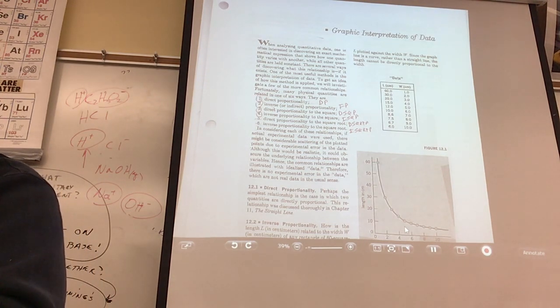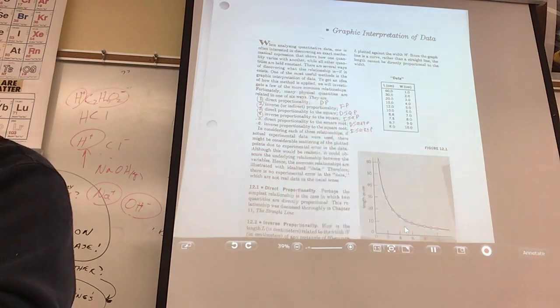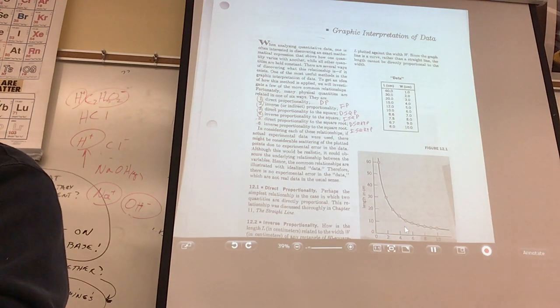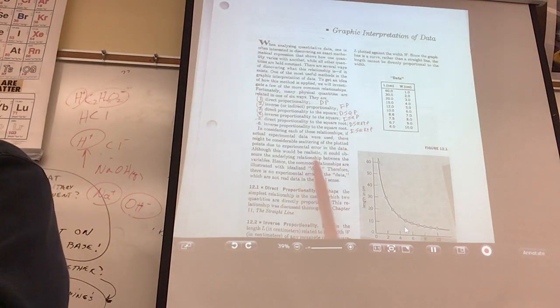Got it? Okay, so now we've got to find out what this means. Are you okay on this paragraph? Everybody know what quantitative data is? Don't shake your head if you don't. Everybody know what quantitative means? Numbers, right? Quantity is number producing. Okay, let's go to the next paragraph.